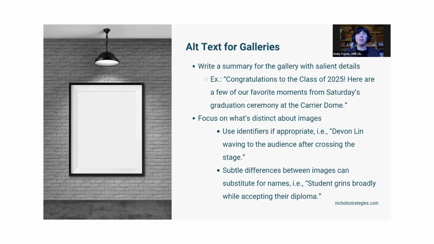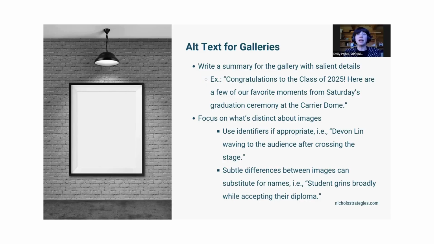Think of the post, for the former journalists out there, as your nut graph. Your post content is where you can summarize the who, what, where, when, why, and how. What is this a gallery of? What's the theme or the focus of this gallery of images? And then in the individual alt text for each image, the idea would be to focus on what makes that image distinctive. Now, in many cases, what makes the individual images distinctive is who is being depicted in them.